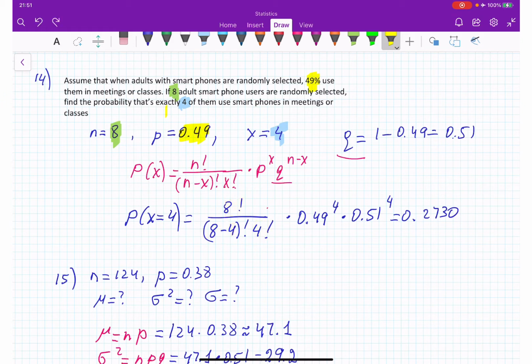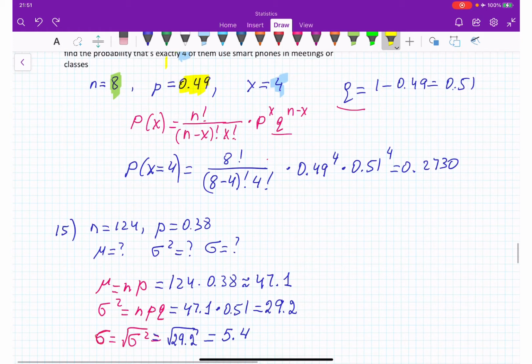But you can also use an online calculator for binomial distribution. I will place a link under this one also, and you just plug this data in there and it will give you the result, which is going to be 0.730.